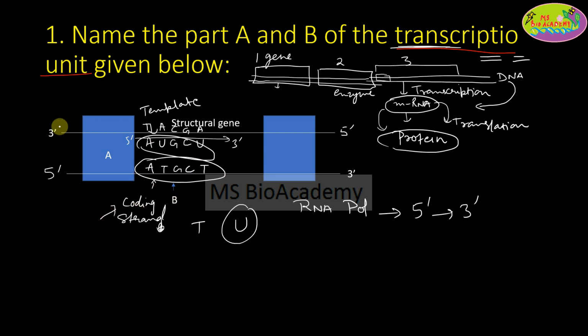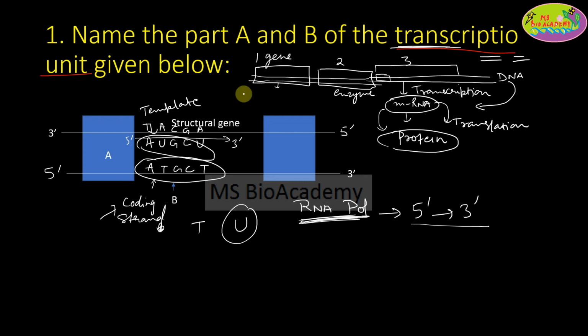All right, and the one which runs in the 3 prime to 5 prime direction acts as a template strand, because it is like a template for the RNA polymerase. Basically it is a template for RNA polymerase to synthesize the mRNA. And mRNA is synthesized only in the 5 prime to 3 prime direction because RNA polymerase can add the ribonucleotides only in the 5 prime to 3 prime direction, right? So that is why this is being used.